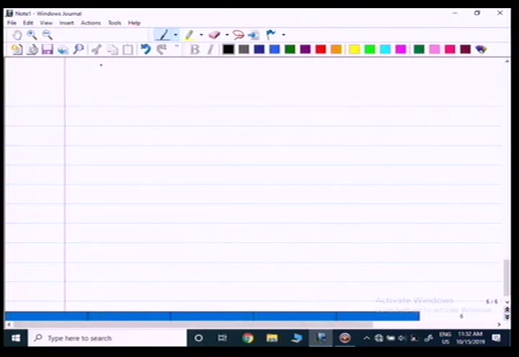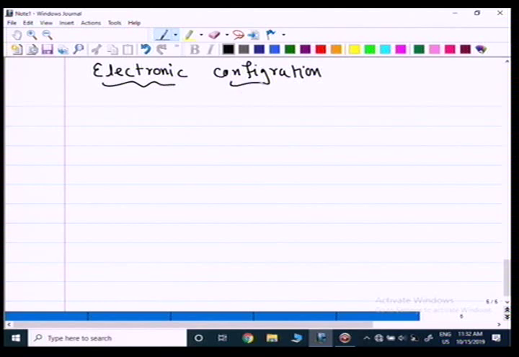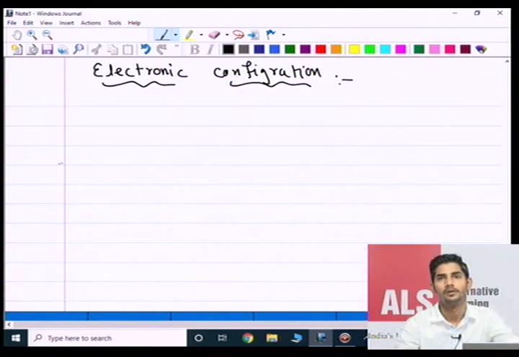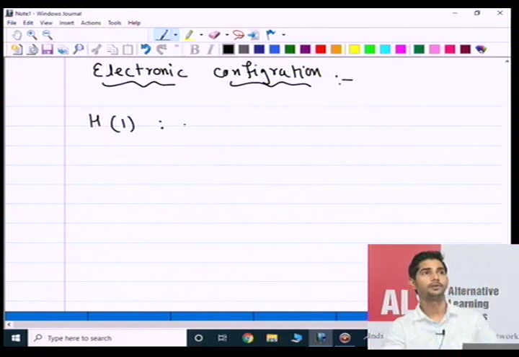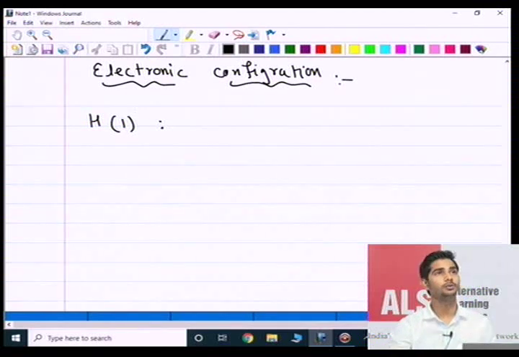Now, electronic configuration. Okay, guys, look at the screen. Let's start with hydrogen, atomic number 1. Guys, for that you have to remember the rule that first of all, you can refer to that one.